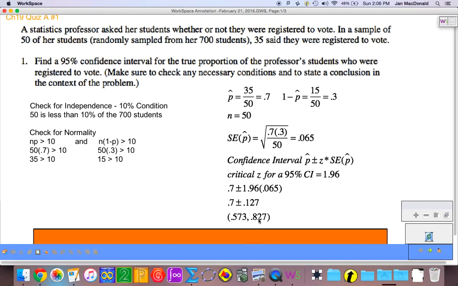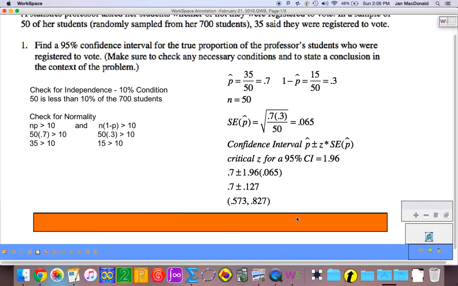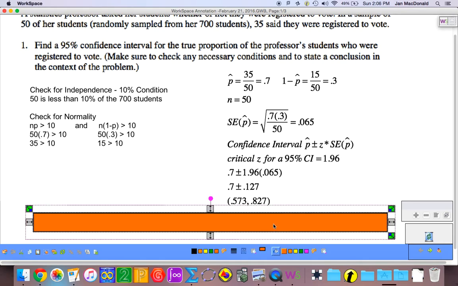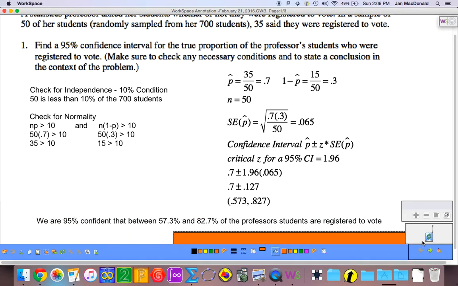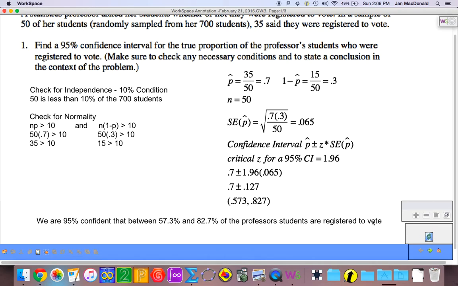0.573 to 0.827. Well, what does that mean in context of this problem? It means that we are 95% confident that between 57.3% and 82.7% of the professor's students are registered to vote. Let's say that again. In context of this problem, we are 95% confident that between 57.3 and 82.7% of the professor's students are registered to vote.